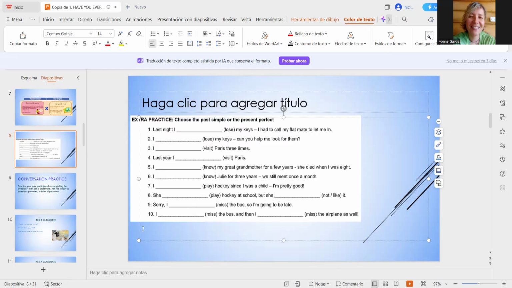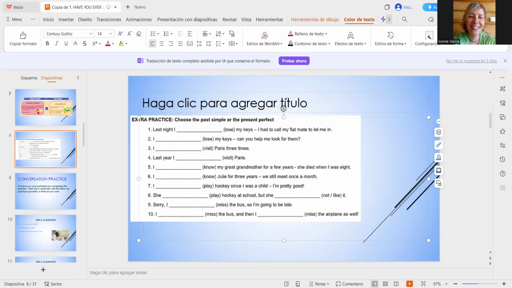So in this case, again, it is better to use the past simple. I knew my great-grandmother for a few years. She died when I was 8. Because I am an adult now, and she's dead since then. Okay. Next one. In this case, we can use the present perfect. In Spanish, we don't use that for this specific situation. Yo he conocido a Julie por 3 años.